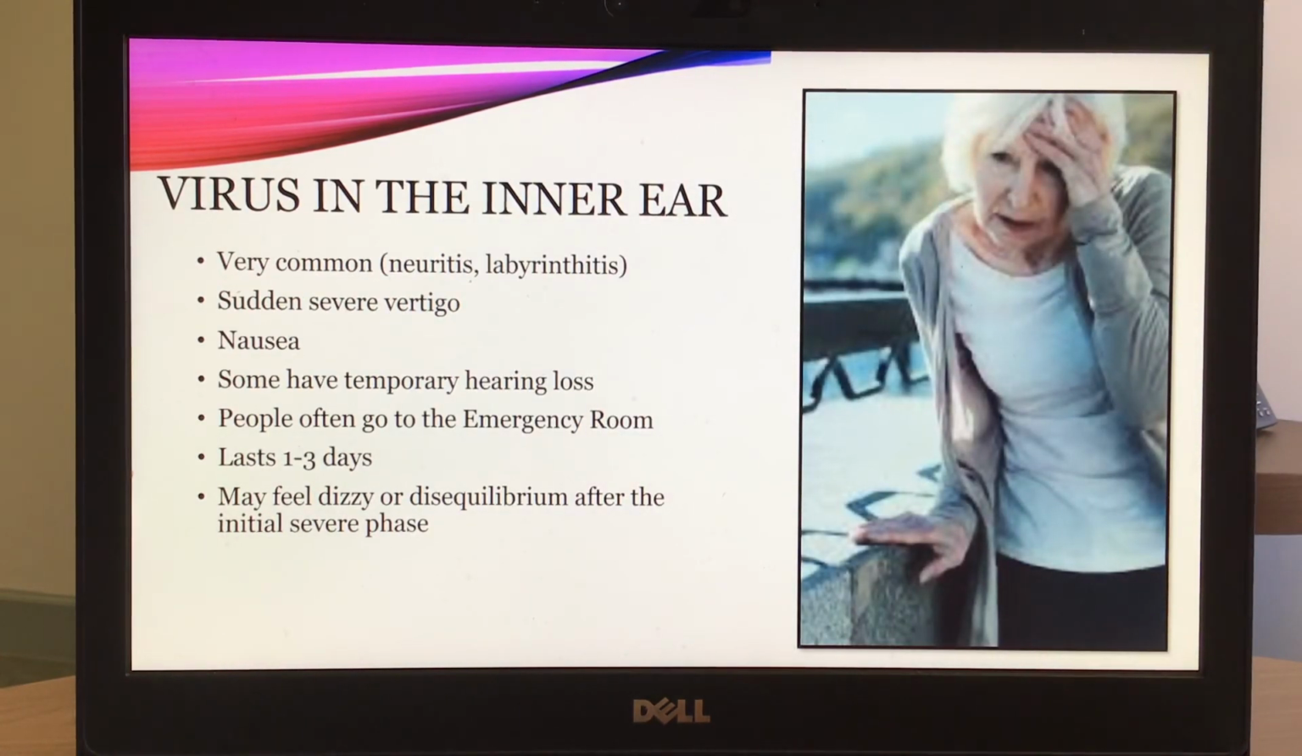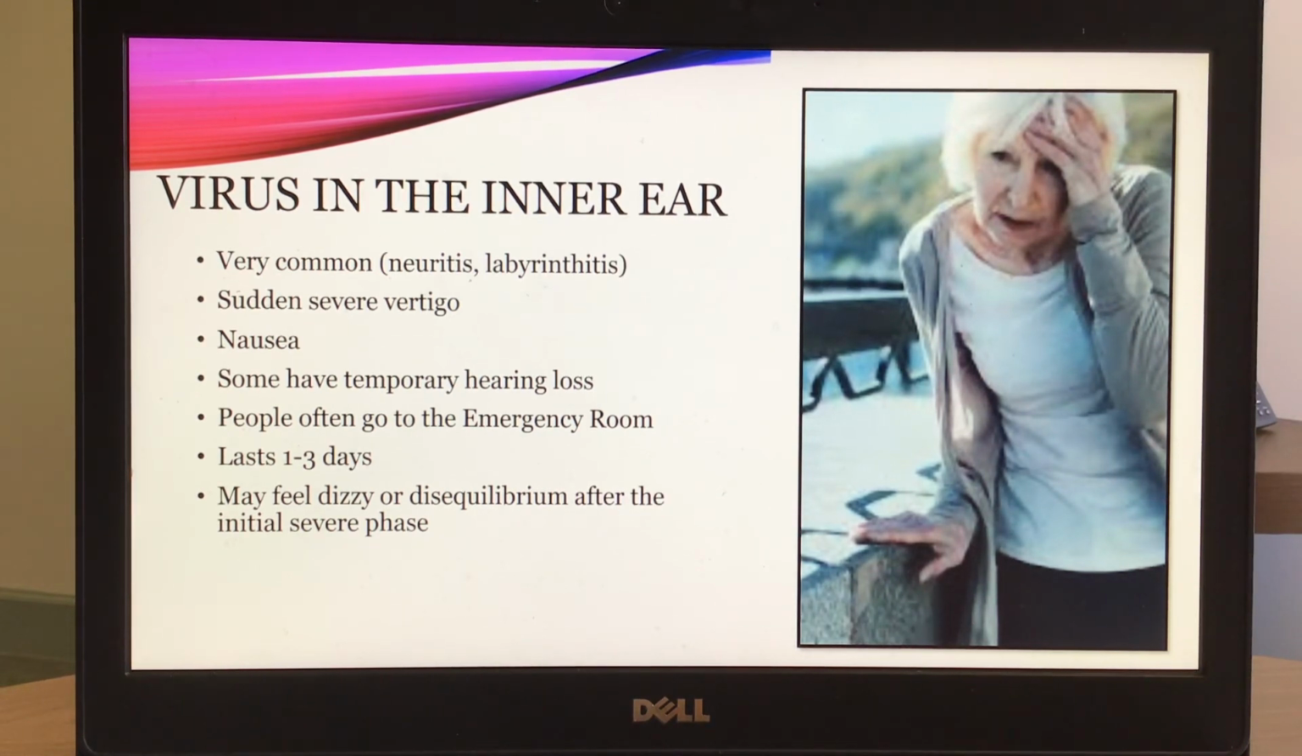So what are some common side effects of viruses in the inner ear? The first one we will discuss is a virus called neuritis or labyrinthitis that causes inflammation of the nerve in the inner ear. This is common, and the virus that causes this may come on as a cold or the flu. Except in this case, the virus affects the inner ear and causes sudden severe vertigo and nausea. In some cases, there is a temporary hearing loss. This may have happened to you or one of your friends.